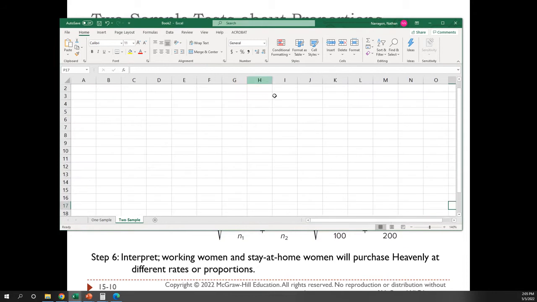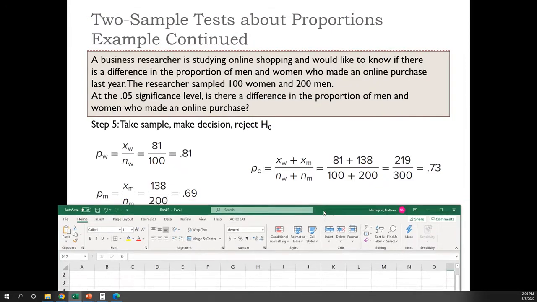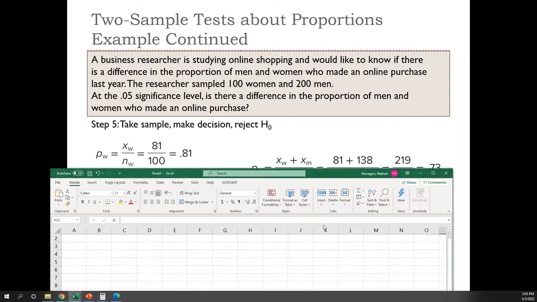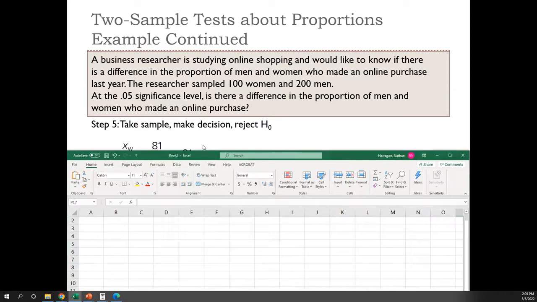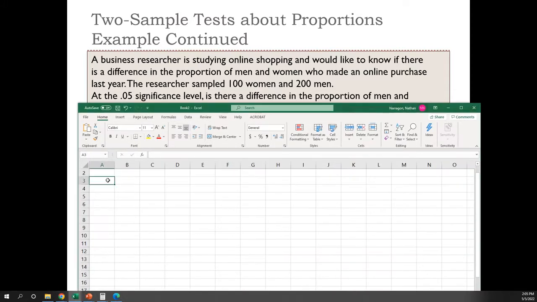Make it a little bit bigger. And of course, since we're just doing this and we're not into chi-square yet, we're going to make it a little bit easier for us. So, sample 1. We're going to put successes.